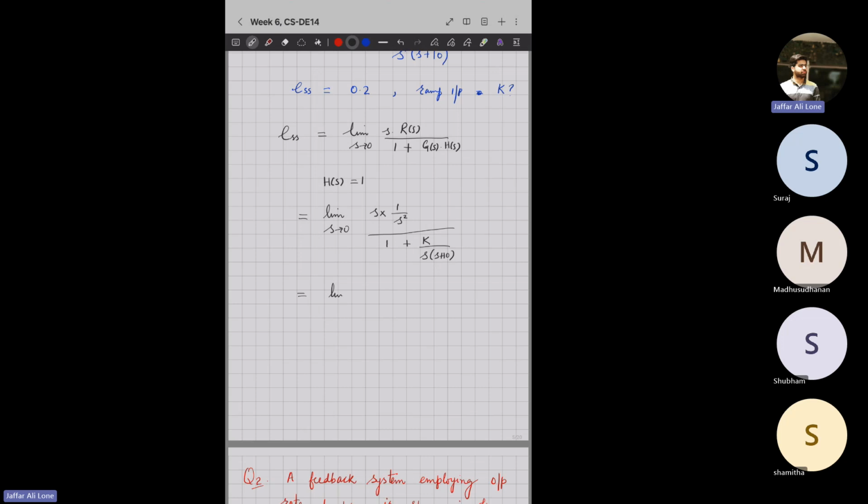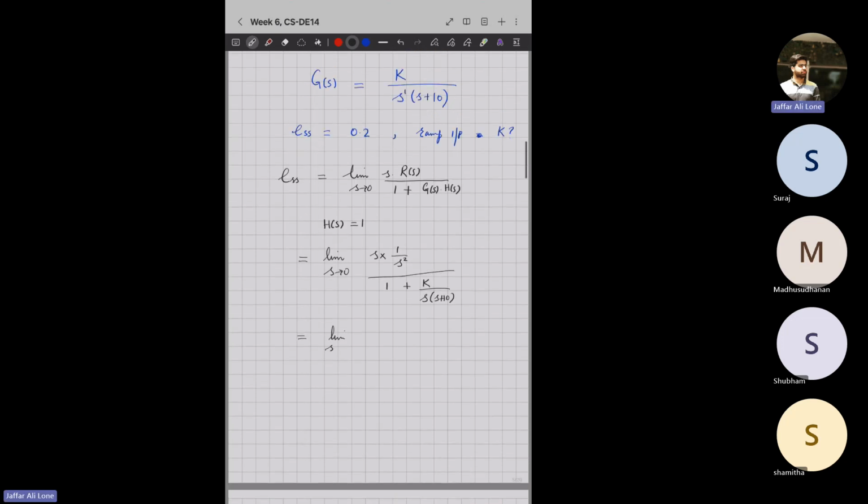It will be limiting s tends to 0, s divided by s square, so it will be 1 by s, and this will be s square plus 10s plus k divided by s into s plus 10. This and this go, and this steady state error is equal to 0.2.